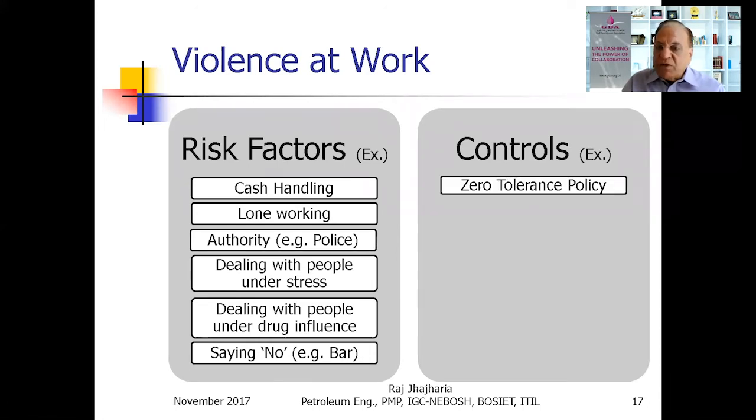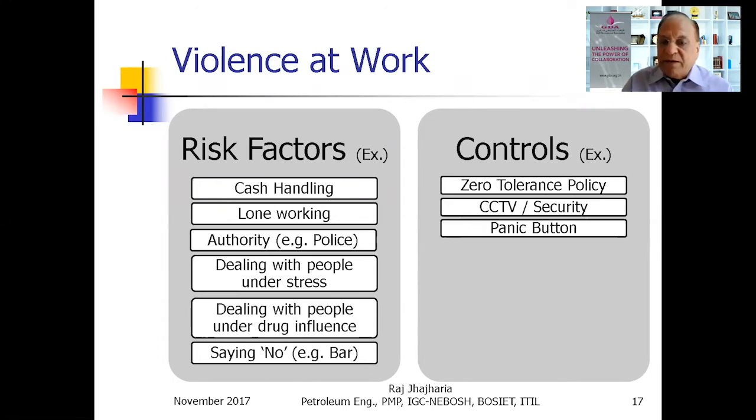Control: zero tolerance policy. I cannot think of any workplace where they allow even a slight chance of any violence. So, zero tolerance. CCTV and security: you install CCTV at every vantage point, so that first it will act as a deterrent. When people know that they are being watched, they will not resort to violence because later it can act against them.